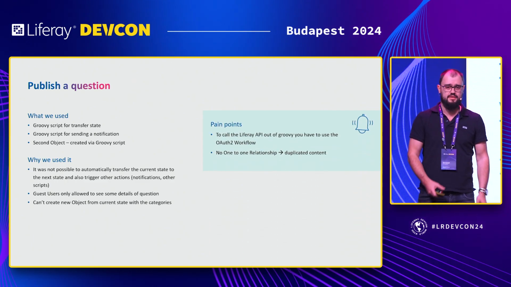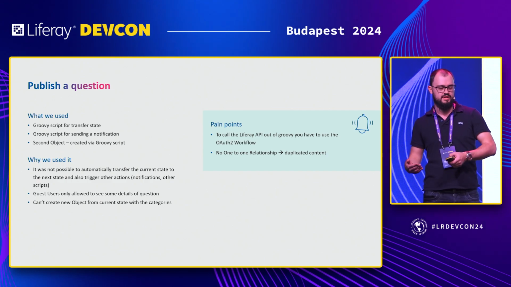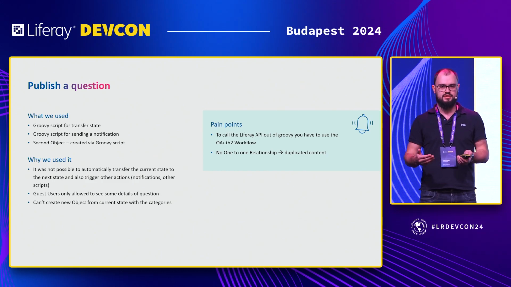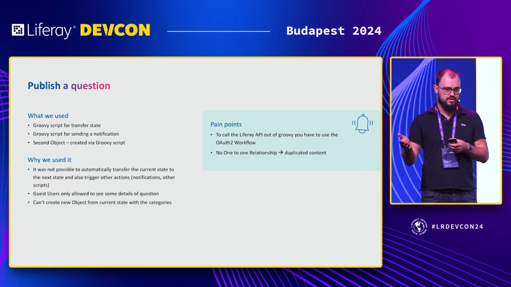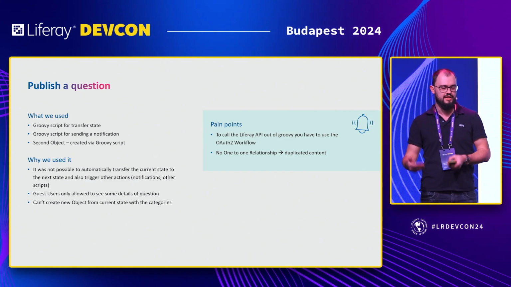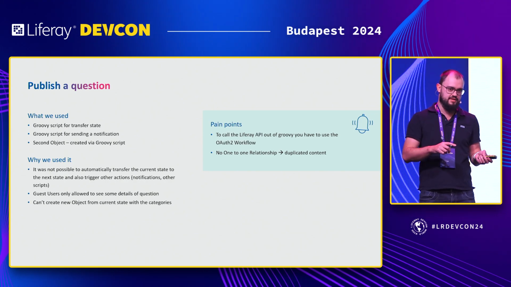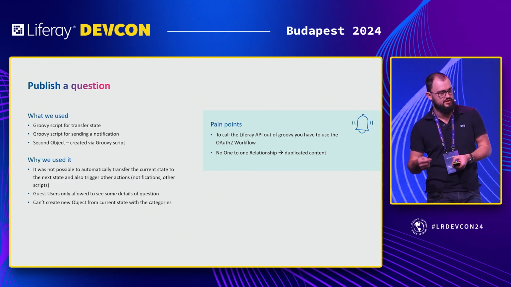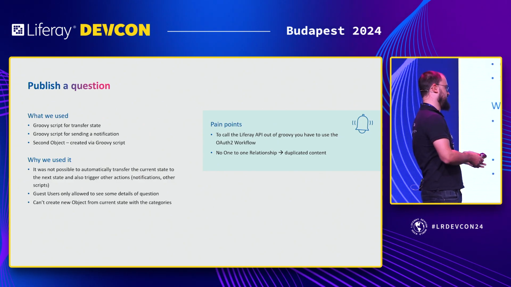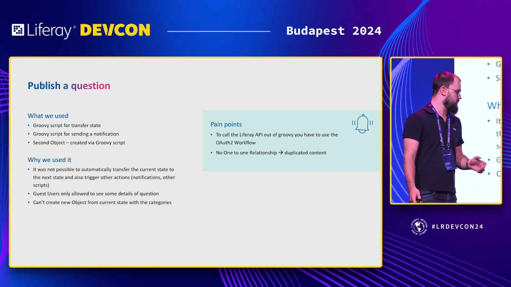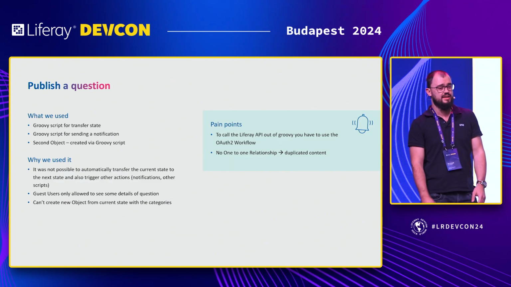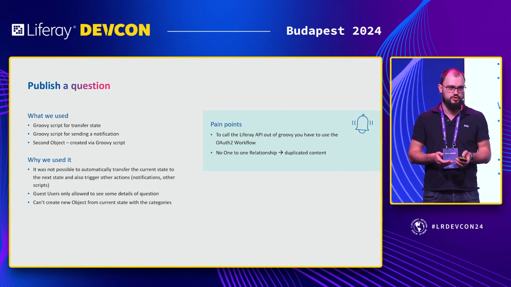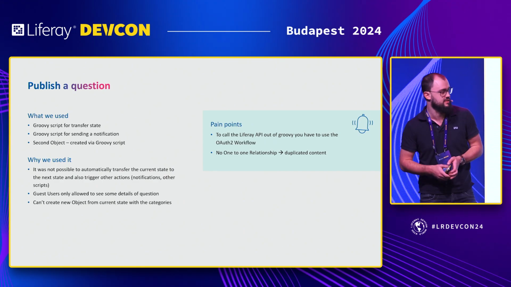Other pain points we have, when you're working with Groovy script and want to update the object, we discussed with Liferay, you shouldn't use the Liferay object service util classes, you should use the REST API. But if you want to use the REST API with a Groovy script, you first have to authenticate yourself again. And for this, you have to create an OAuth administration workflow or application. And there is no one-to-one relationship. It's possible with a one-to-many one for sure, but here we have duplicated content.